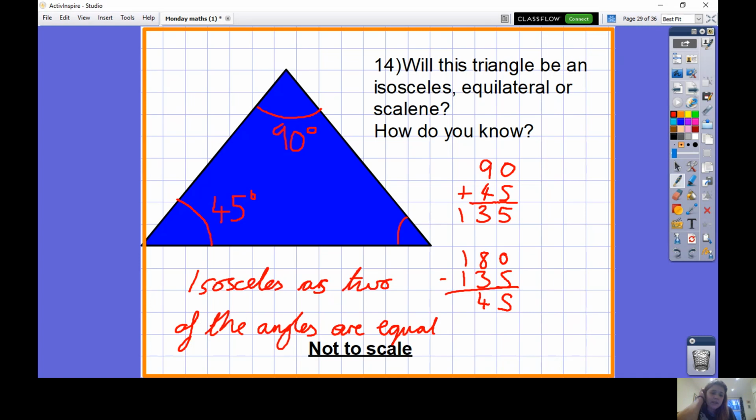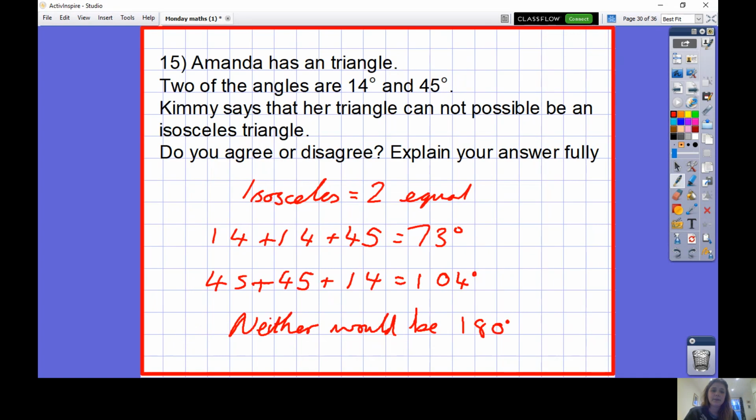Right, for this one, will this triangle be an isosceles, equilateral, or scalene triangle, and how do you know? Well, you needed to do 90 add 45, which was 135, then subtract it and find this as 45 degrees. Then you know it's an isosceles triangle because 2 sides are equal.